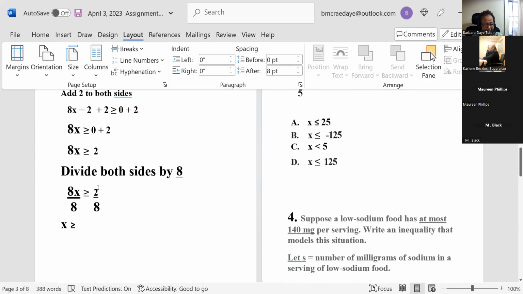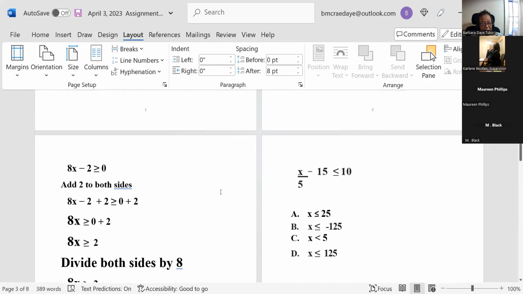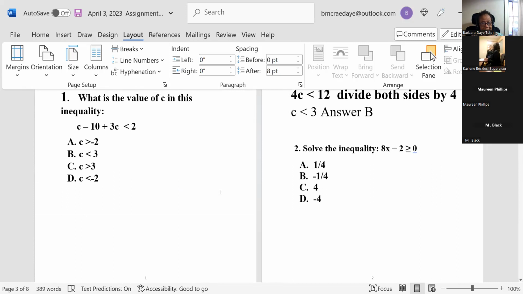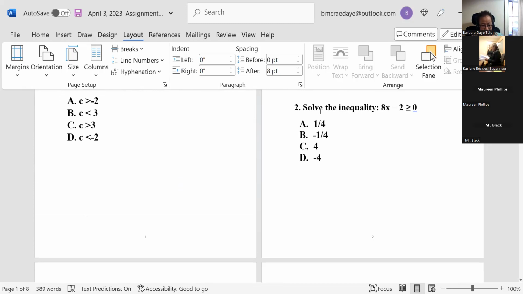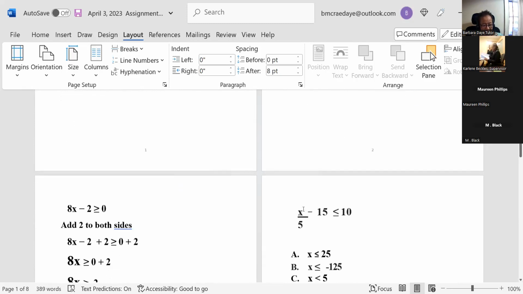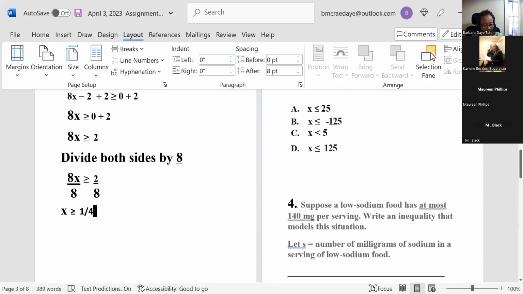1/4. No, because you're doing a fraction, that's not 8 over 2, Mercedes. X greater than or equal to 1 over 4. Yeah, 1/4. And I do it with a slash, right? So x greater than or equal to 1 over 4th. Which answer is that, Mercedes? Answer A. There it is, 1/4. So the answer is A.